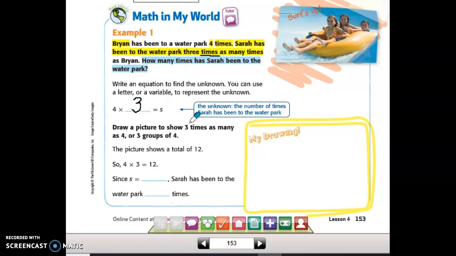So we're going to draw a picture to show 3 times as many as 4, or 3 groups of 4. So I just did the drawing, 3 times as many as 4. Here's one group of 4 and I did 3 times as many as that. So I have 3 rows with 4 in each row. So 4 times 3 is 12. Since S equals 12, that means Sarah has been to the water park 12 times. And that's how that is solved, using the model with the counters.